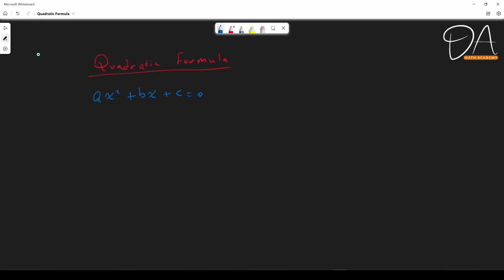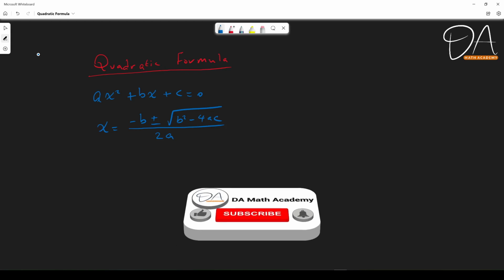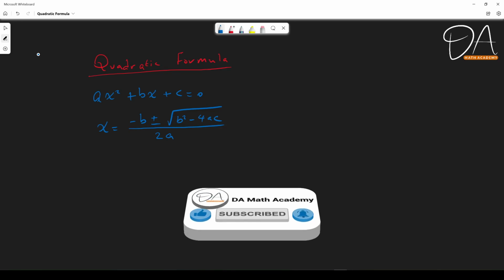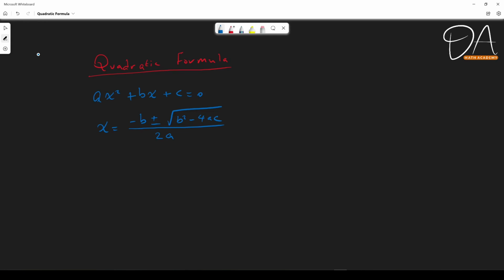And the quadratic formula can be written as x equals minus b plus or minus the square root of b squared minus 4ac, divided by 2a. So to apply this formula, you mainly need to identify the values of a, b, and c and then plug them into this formula. So first you need to make sure that the quadratic equation is given in the standard form, and then you just extract the values of a, b, and c and plug them in.